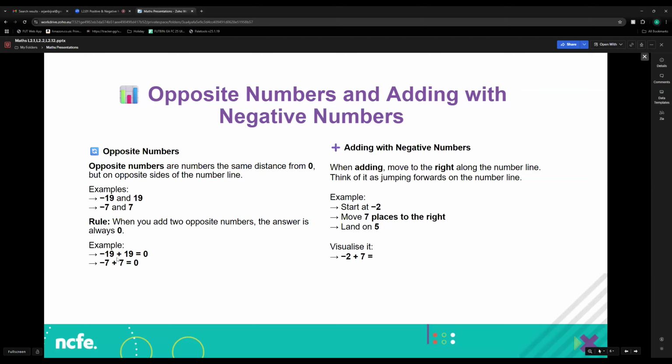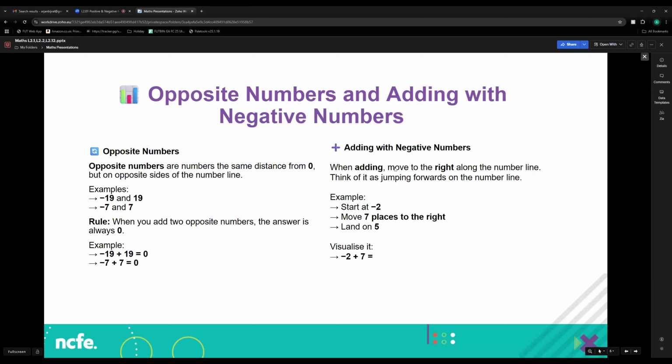I hope that makes sense. But when you add a minus, it is just a minus. So you could rewrite this by saying 19 minus 19, and that would equal 0 as well. Yep, so that's you just adding with negative numbers.